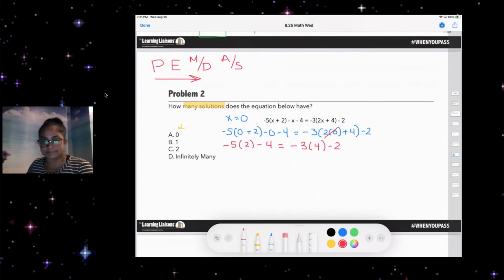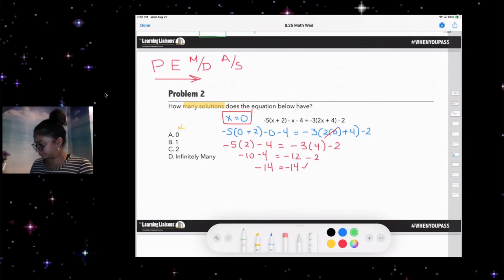All right, let's do some math. Negative 5 times 2 is going to give us a lovely negative 10 minus 4. And we'll have negative 3 times 4, which is negative 12 minus 2. Let's put them together and see what we get. Look at that. Negative 14 is equal to negative 14. So it looks like 0 is a solution.